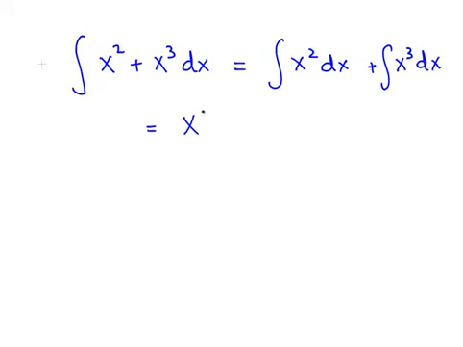X to the power of 2. Well, 2 plus 1 is 3. So we have x to the power of 3 divided by 3. X to the power of 3, well, 3 plus 1 is 4. So plus x to the power of 4 over 4. And now we can put our undetermined coefficient in there at the end, plus c. Okay, so that one's simple enough. That's using the sum rule.